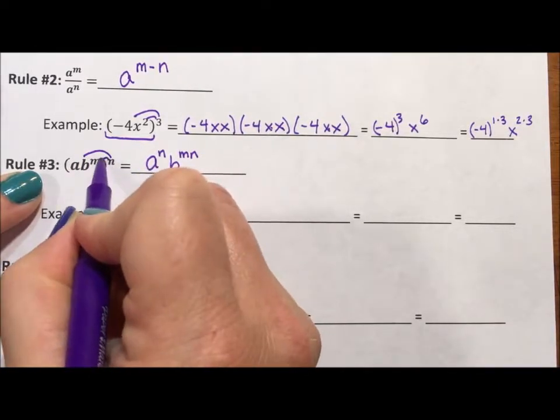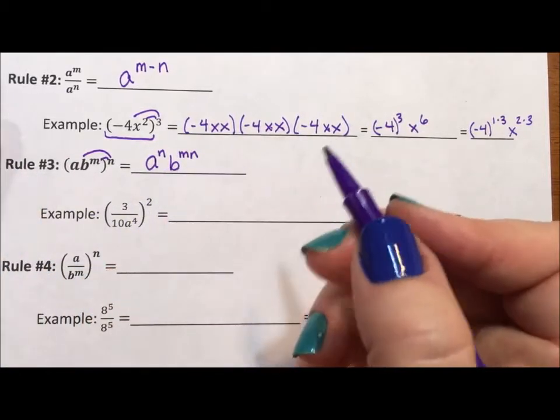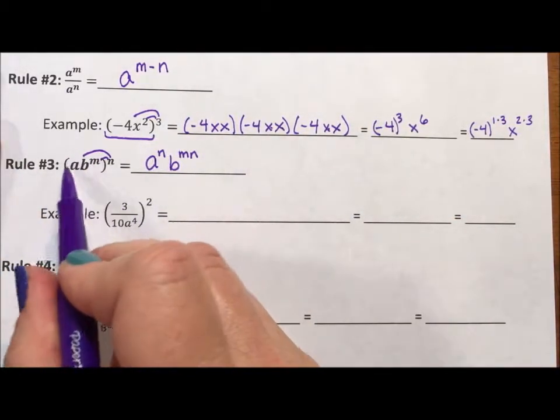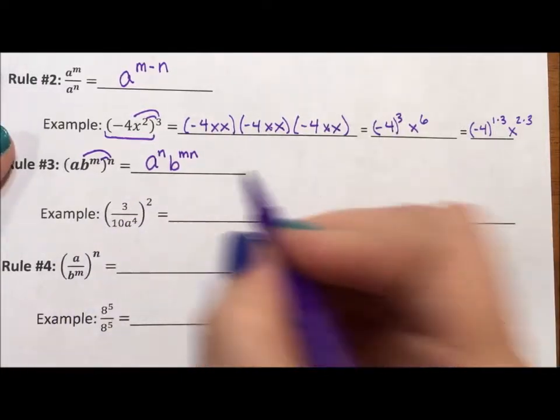This n multiplies in: a to the n, b to the mn. Now that rule works whether it's multiplication or division.